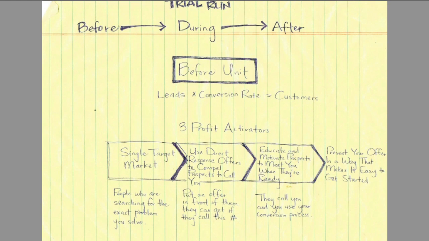The first profit activator of your during unit is to present your offer in a way that makes it easy to get started. So that's what we're looking at doing, and that's what you can expect during this trial run.